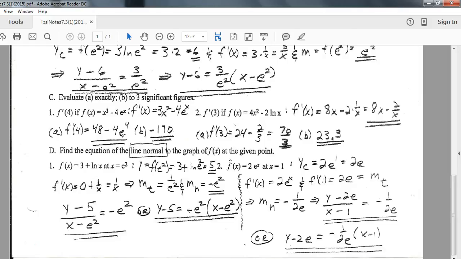But if I did sub that into my calculator and round it off to 3 sig figs, we're going to get something like this, although that would not be 3 sig figs. That would only be 2 sig figs, because that trailing 0 does not count as a sig fig.